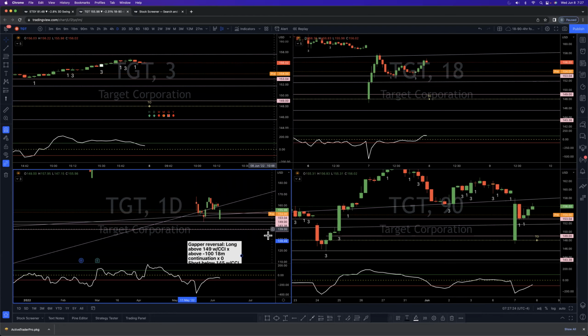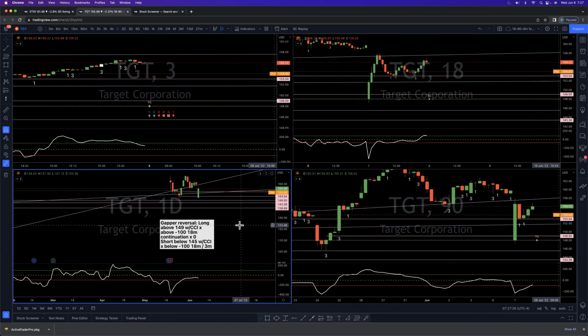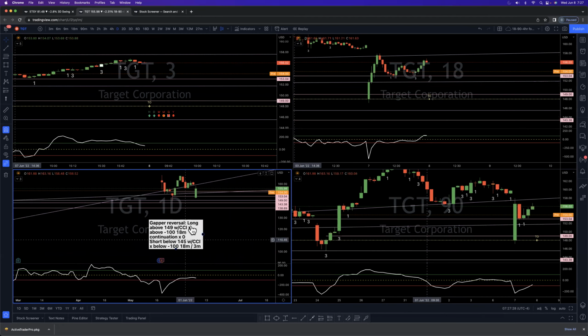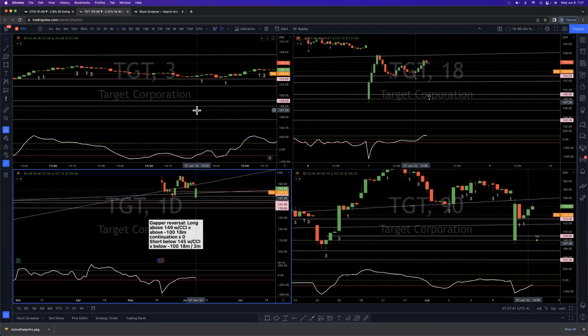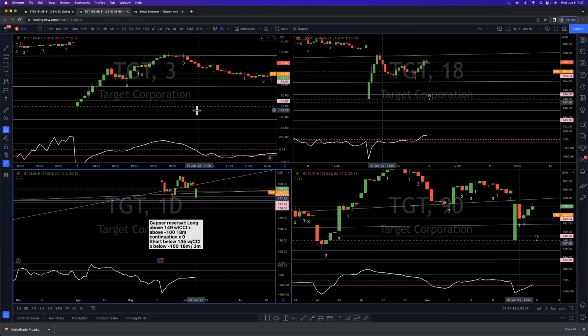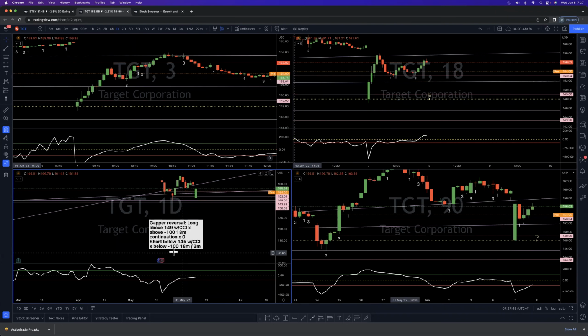All right, so we wanted to go long. This was our note here. We wanted to go long above 149 with CCI crossing above -1 on the 18 minutes, and a continuation crossing zero. That didn't happen until here, but we can see where it crossed over here on my lower time frame, which is where I entered.